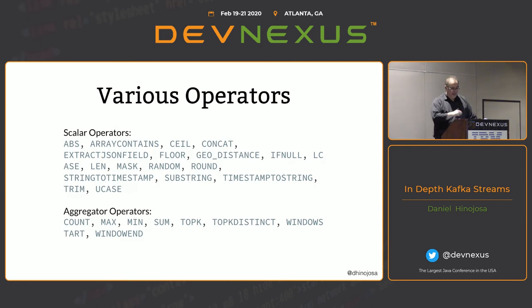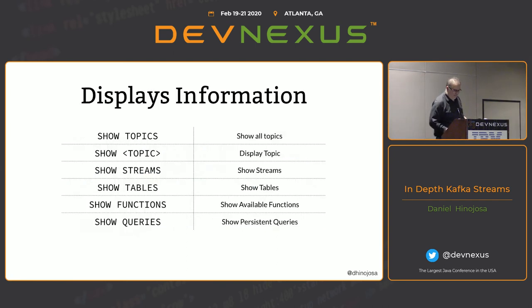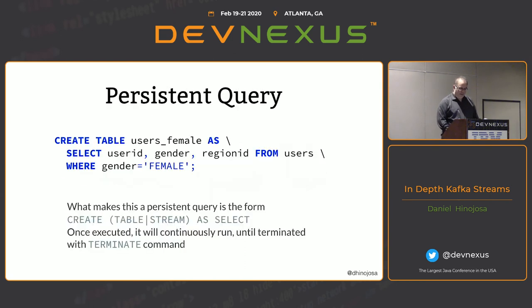So if I want to group by key and then do a sum for it, then that's going to be the sum of that group. But if I want to group something, let's say in the value, and I want top K distinct, then I could get the top 10 values for that one particular field that I want to query by, okay? The world is yours. You could query whatever it is that you would like, okay? So I could do things like show topics that are available, show a particular topic, show what streams I've created, show what kind of tables, show any kind of function, show any kind of queries that are being made.